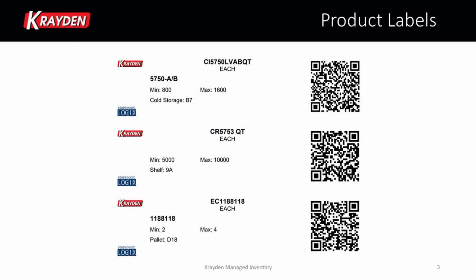Each product receives a label, which is human readable, as well as tied to the software via QR code and contains important information about the product, including the customer part number, the vendor part number, description, location, and unit of measure. The minimum and maximum are also included, and this is typically applied at the location the product is stored in the facility and allows for a user with a mobile device or other type of scanner to quickly and easily check out or identify material that is part of the KMI program.